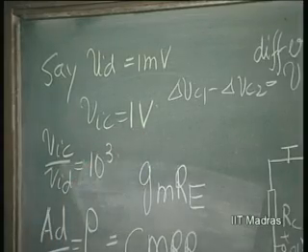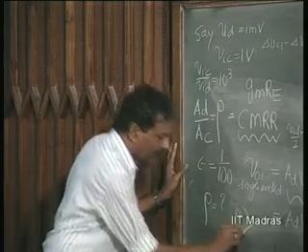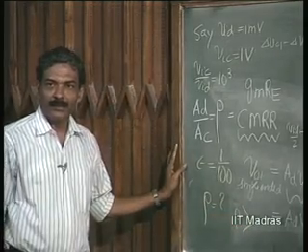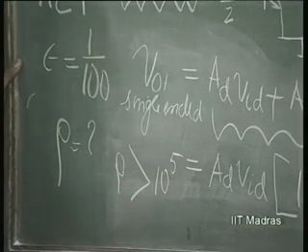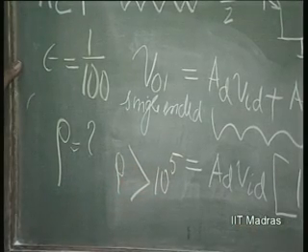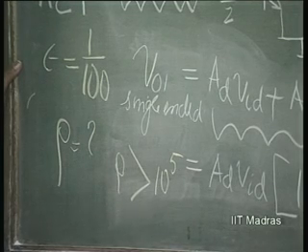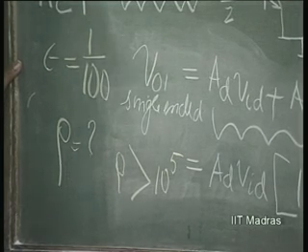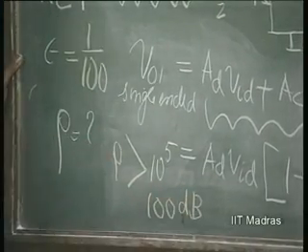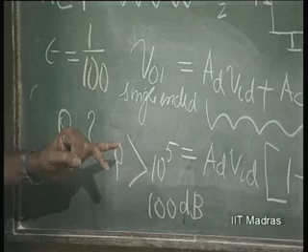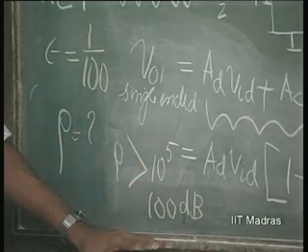How much is that now? So, what should be the rho? Rho should be greater than 10 to power 5, or in terms of decibels, how many decibels is that? Should be greater than 20 log 10 to power 5, which is 100 decibels. Is this clear? 20 log 10 to power 5, or it should be greater than 100 decibels.